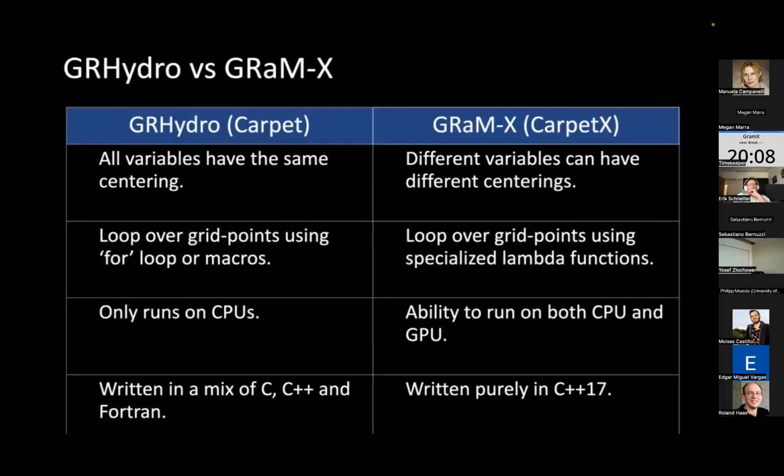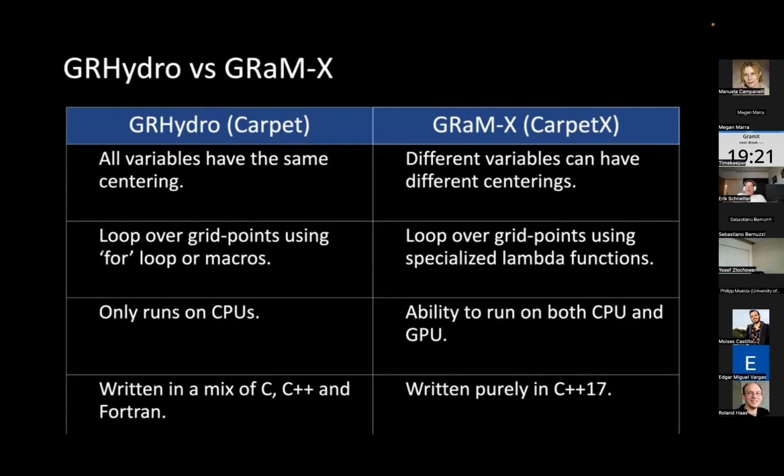So what's different between GRHydro that was based on Carpet, or still is based on Carpet, and GRaMX based on CarpetX? One key difference is that we now have lots of different variable centerings available. So that allows us to do some fancier things for fluxes. We could potentially define magnetic fields on the faces and things like that. In GRHydro, lots of loops over grid points were done using for loops or macros. This is now done via specialized lambda functions in GRaMX. I'm just going to show an example of this in just a second, which really deals with the loop. And this is mainly to utilize the offloading functions for kernel launch later on.